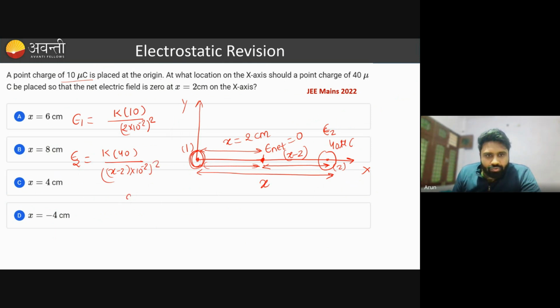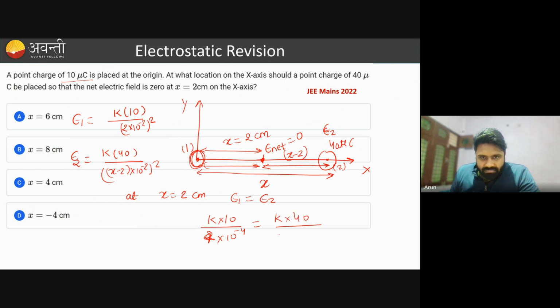Now at x equals 2, E1 equals E2. So E1 is k into 10 divided by 4 into 10 raised to the power minus 4, and E2 is k into 40 divided by x minus 2 squared, times 10 raised to the power minus 4. So k and k will get cancelled out, and the 10 cancels this 0. So you will have x minus 2 squared equals 4. So x minus 2 equals plus or minus 2.